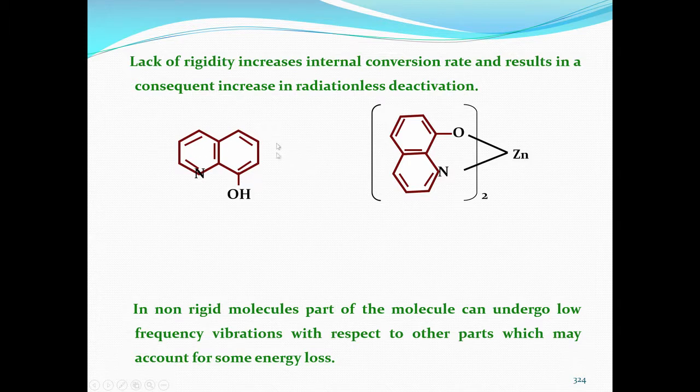There is one more possibility. Here there is a nitrogen, there is oxygen, an OH group is here. If I add a little bit of zinc to this, it forms a complex. Once it forms the complex, it again gets bridged, and bridged compounds do not fluoresce as much as non-bridged compounds. In non-rigid molecules, part of the molecule can undergo vibrations with respect to other parts, which may account for some energy loss, not all.